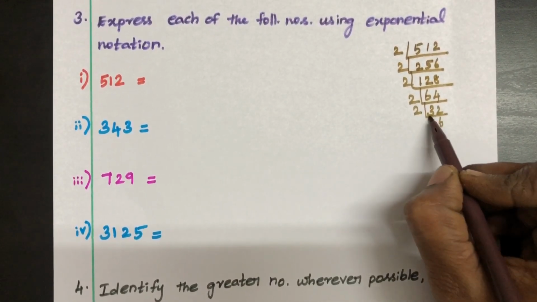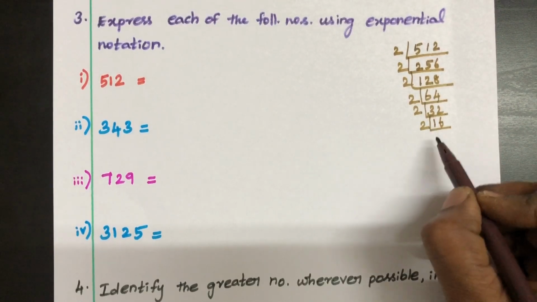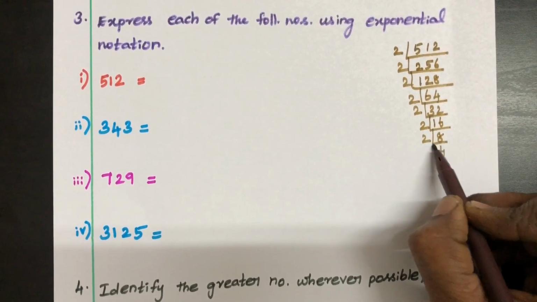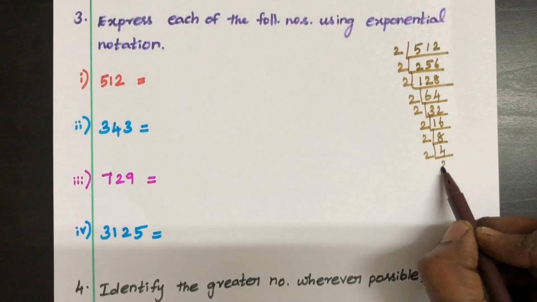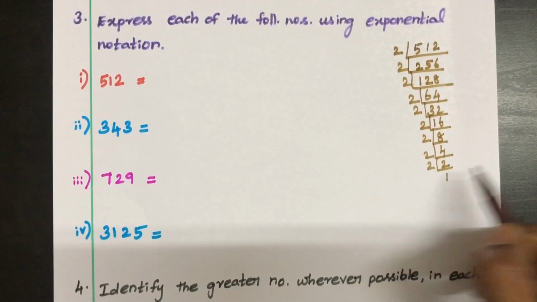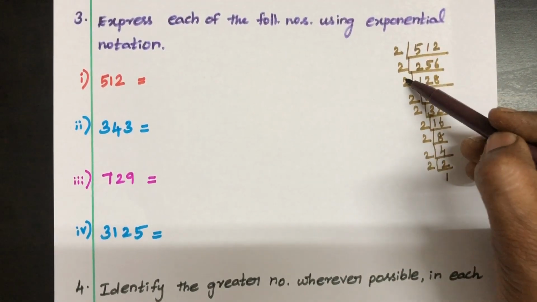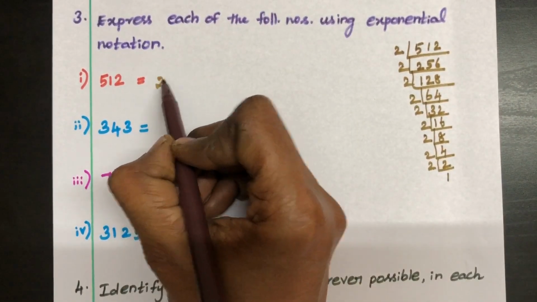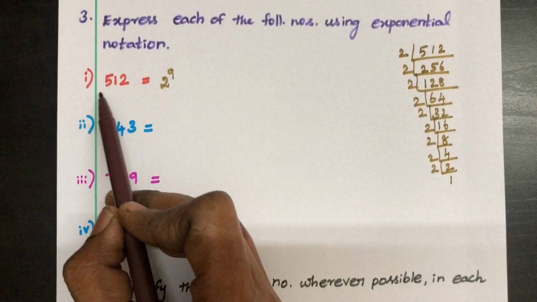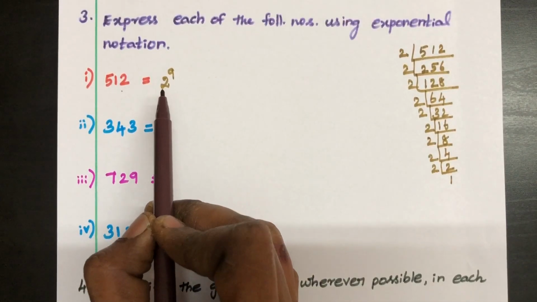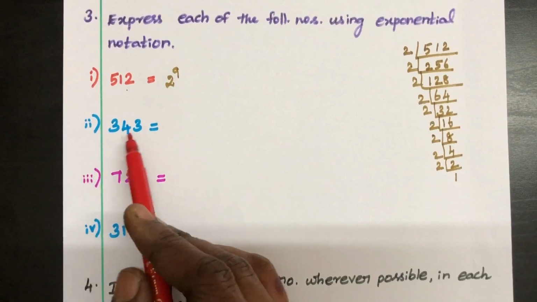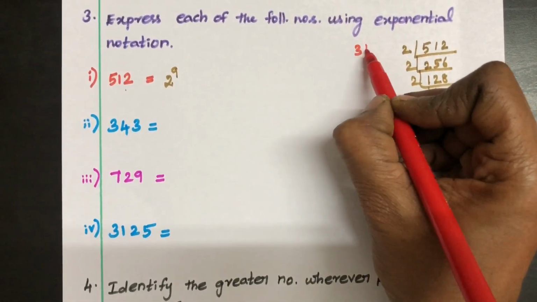We keep dividing by 2 until we reach 1. 2 can divide this. 4 times. 2, 2. So how many 2's are present? 1, 2, 3, 4, 5, 6, 7, 8, 9. 2 power 9. So 512 can be written in the exponential notation as 2 power 9. That's all.